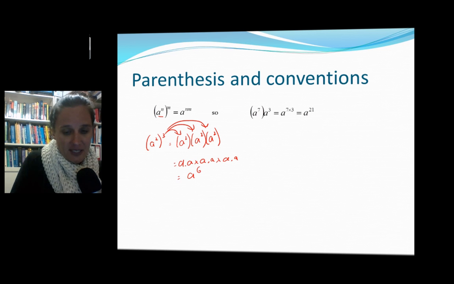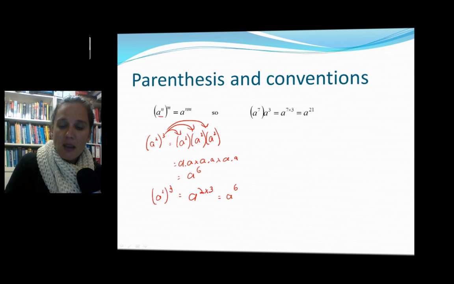And our shortcut for this is we multiply these two indices together. So a to the power of 2, brackets, the power of 3 will become a to the power of 2 times 3, which is a to the power of 6. So in our example over here, we have a to the power of 7 multiplied, here, to the power of 3. So here we've got a to the power of 7 times 3, which is a to the power of 21.